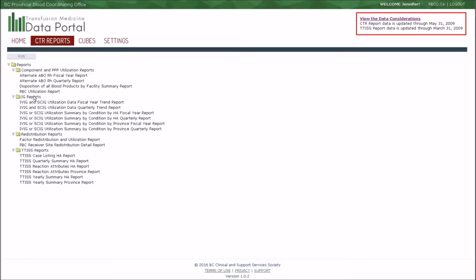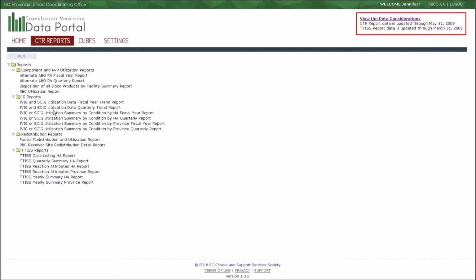The next cluster of reports are summarized as the IG reports, or immune globulin. Within this set of reports, there are 2 main types. The first is the IVIG and SCIG utilization data that provides a quarterly or annual trend to show the total grams of IVIG and SCIG per quarter or year, the estimated cost, the grams per health authority population, and the change in grams, in cost, and in grams per population from the preceding quarter or year. A trend graph is also included on the final page of this report.